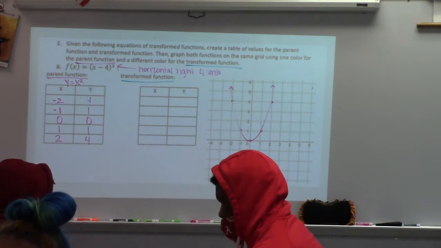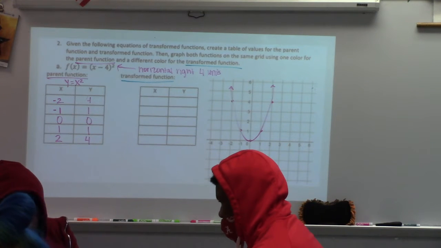Okay, so make sure, when you're moving them, all the points move over.